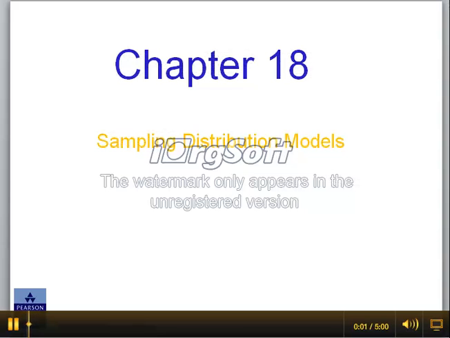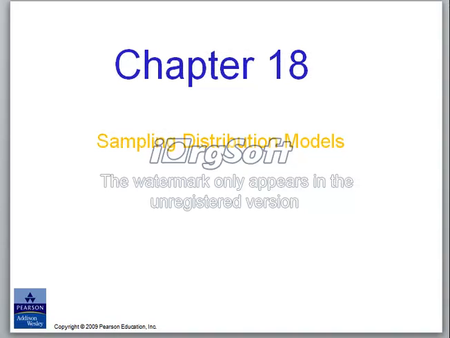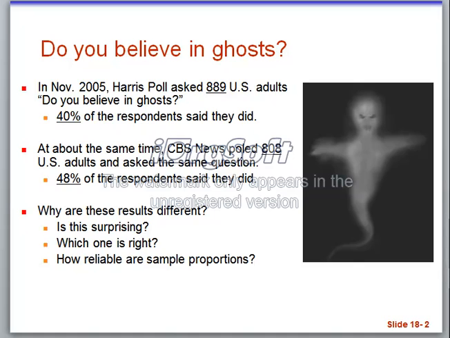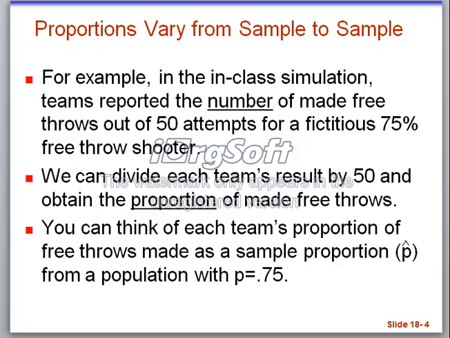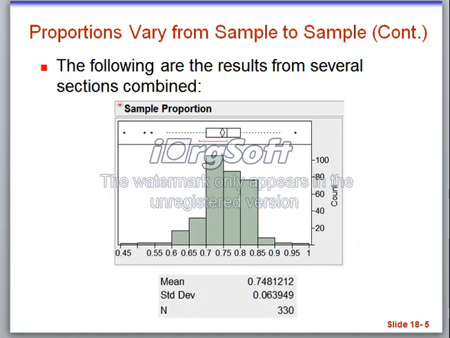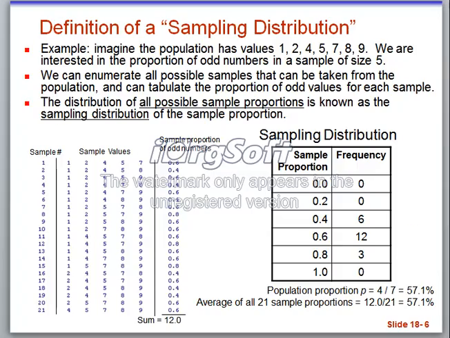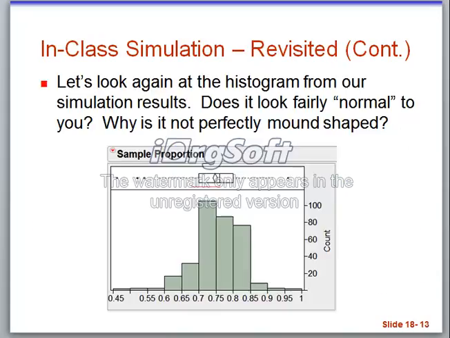This is the chapter review for Chapter 18, Sampling Distribution Models. So we start out here talking about proportions. And what we're going to get with this chapter is that there is a known proportion. Chapter 18 is about a known proportion. So let's go down here and look at this.